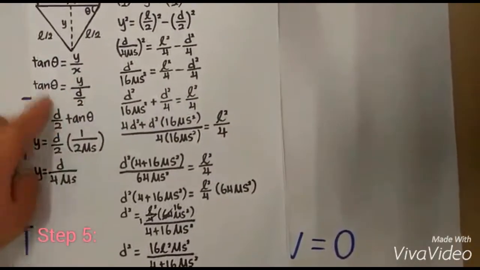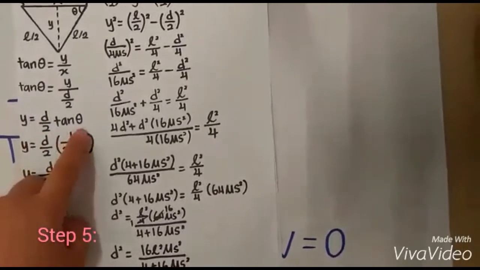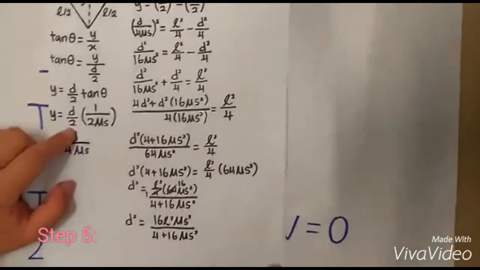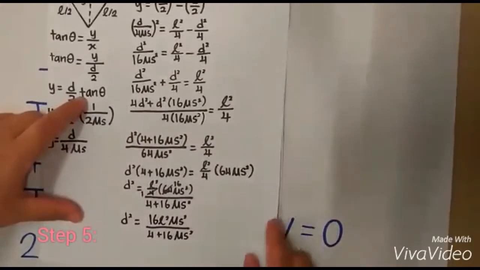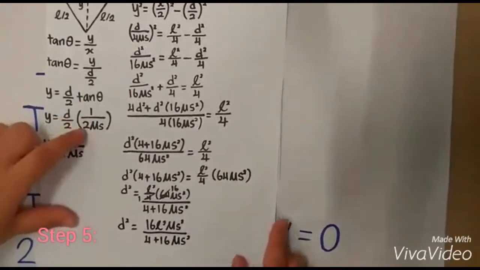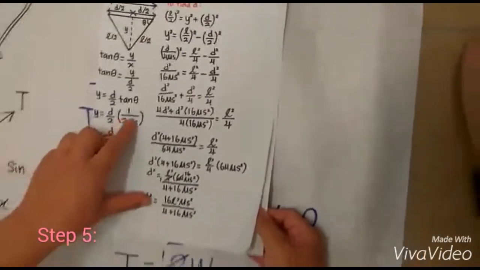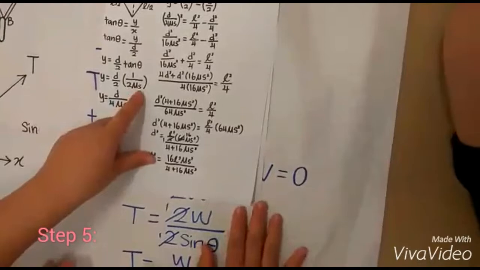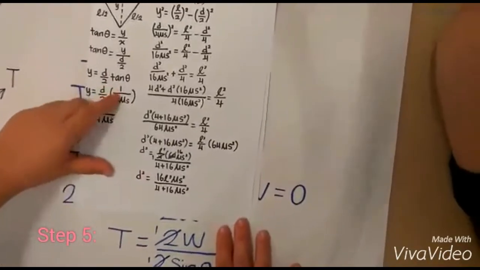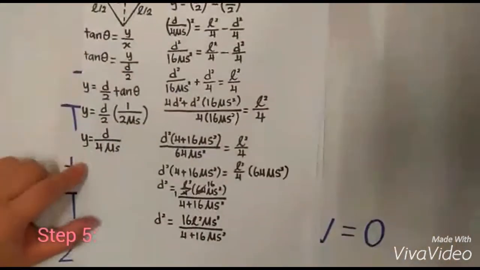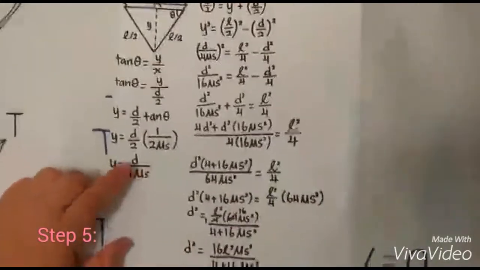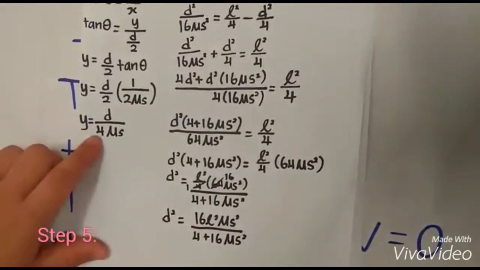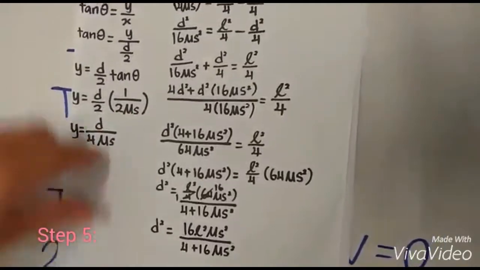This one we move upward, so it becomes like this. Then y equal to d divided by 2. Just now we know that tangent theta is referred to 1 over 2 mu s, right? So we just write 1 over 2 mu s. So we get y equal to d, 2 times 2 becomes 4, then mu s.